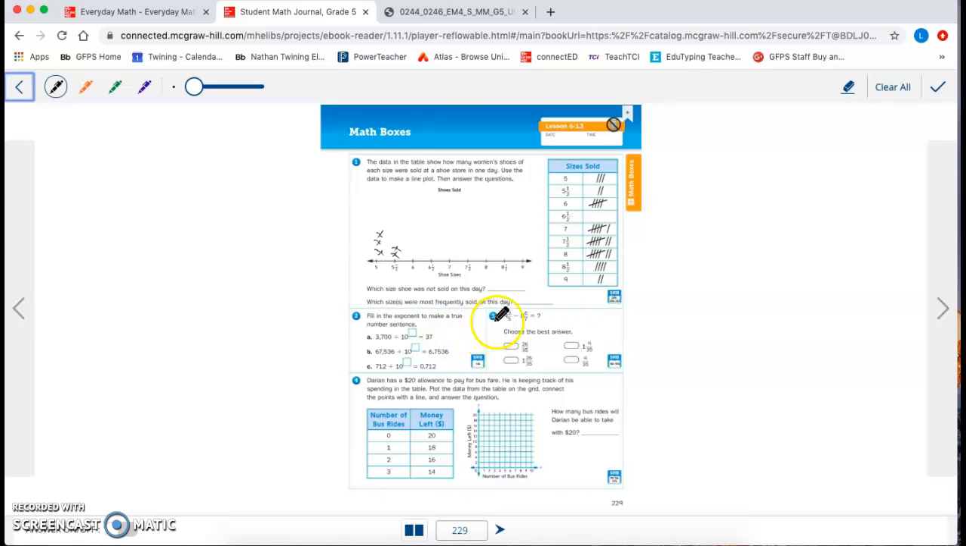For number 3, we're going to skip that. So you can just cross that out. For number 4, it says Darian has a $20 allowance to pay for bus fare. He is keeping track of his spending in the table. Plot the data in the table on the grid. Connect the points with a line and answer the question.